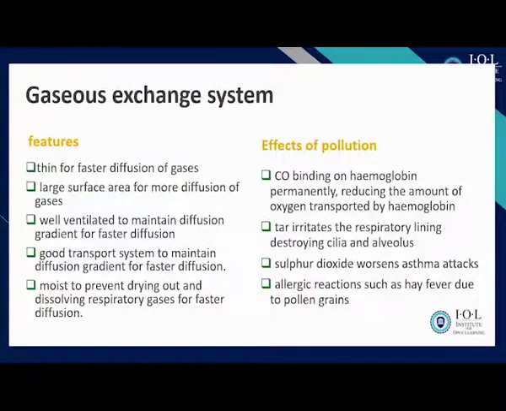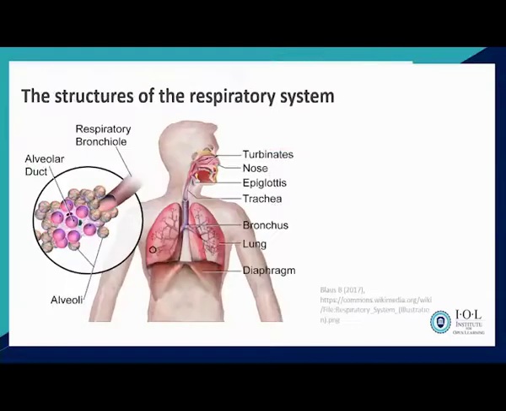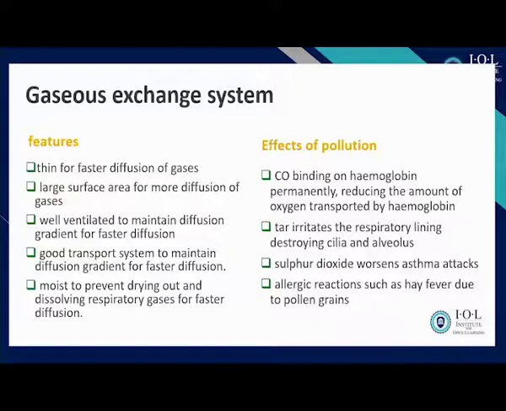Not only that, you have a good transport system. If you look at the alveoli, it is surrounded by blood capillaries, which are transporting the blood that is rich in oxygen away from the lungs and bringing blood that is rich in carbon dioxide to the lungs. That maintains the diffusion gradient and you have faster diffusion. It is also lined with the surfactant, which prevents drying out and also dissolves the respiratory gases for faster diffusion.